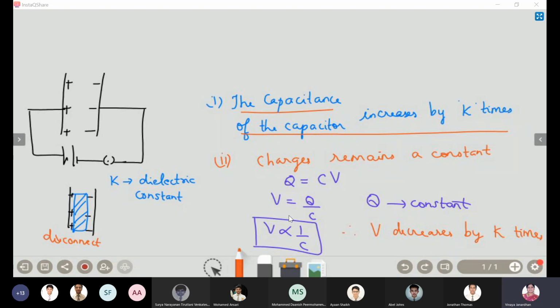So V decreases by K times. Now next we have to check what happens to the electric field. You should know the relation between electric field and the electric potential.